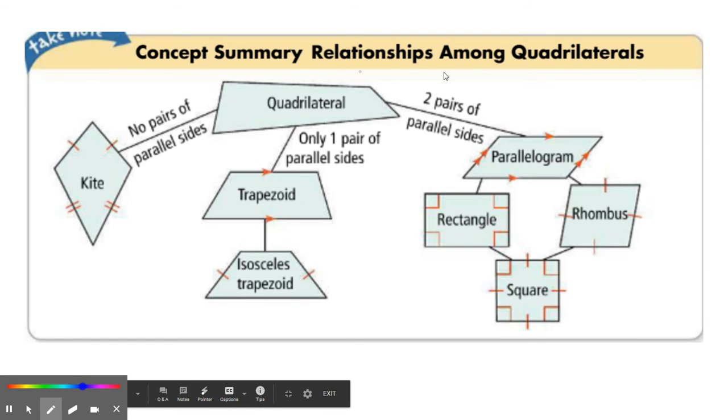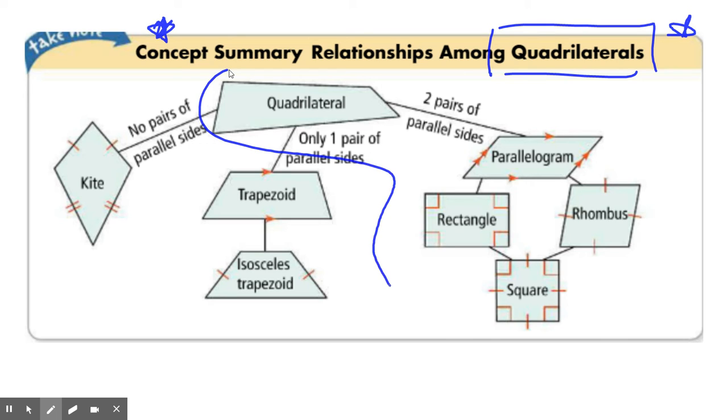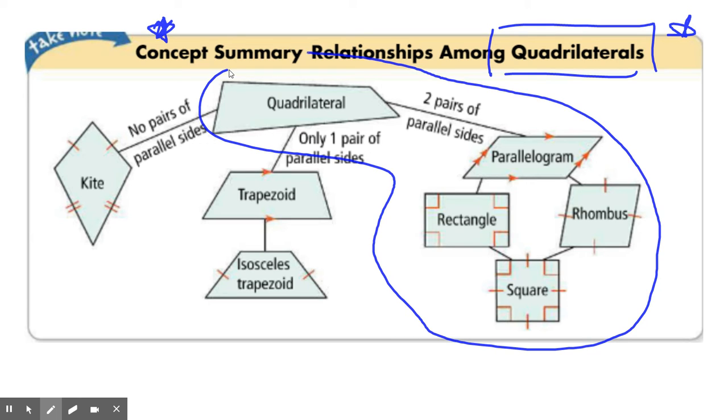This is your hierarchy of quadrilaterals. Very important here. This part of it right here was actually on the OST last year. You'll see it on the practice test. So again, if you have two pairs of parallel sides, then you're a parallelogram. Four right angles, rectangle. Four congruent sides, rhombus. And if you're both a rhombus and a rectangle, you're a square.